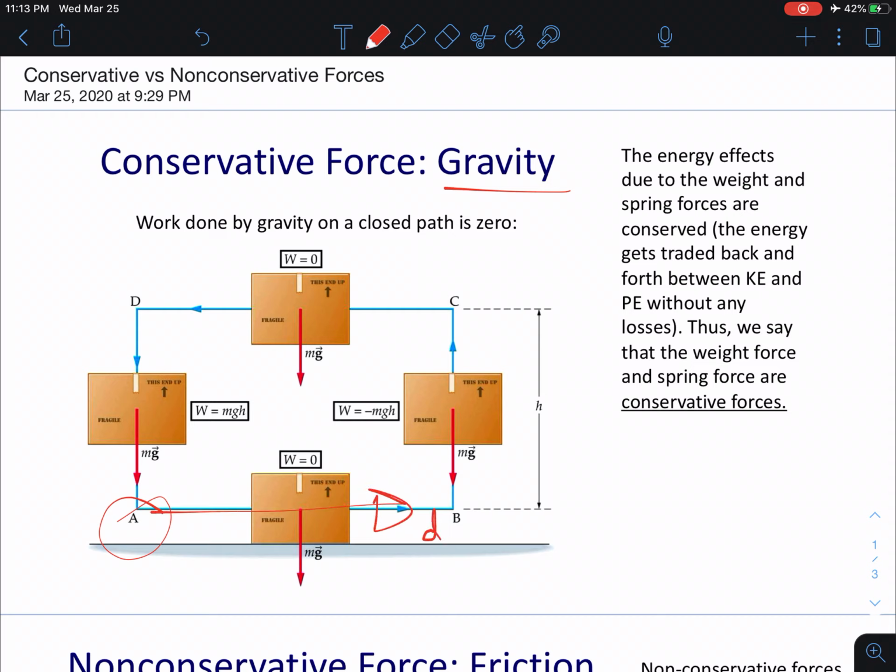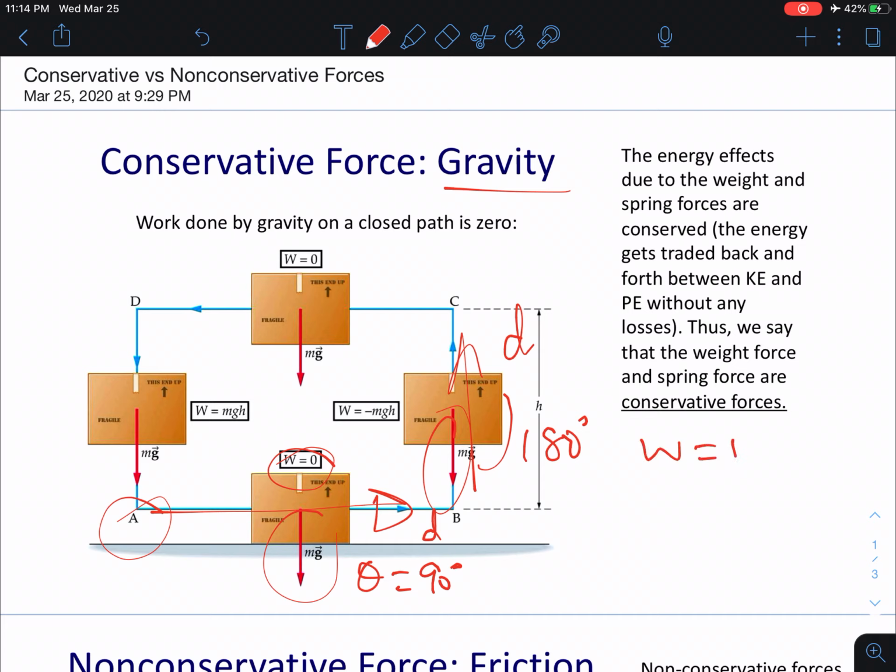Then you're going from B to C, so you're really going upward. That is your d in this case, but your weight force is downward. The angle between them is 180 degrees. What is cosine 180? Minus 1. I'm using F d cosine theta. F is mg, d is h in this case from B to C, and cosine theta is minus 1. That means this is going to give you negative mgh, right?